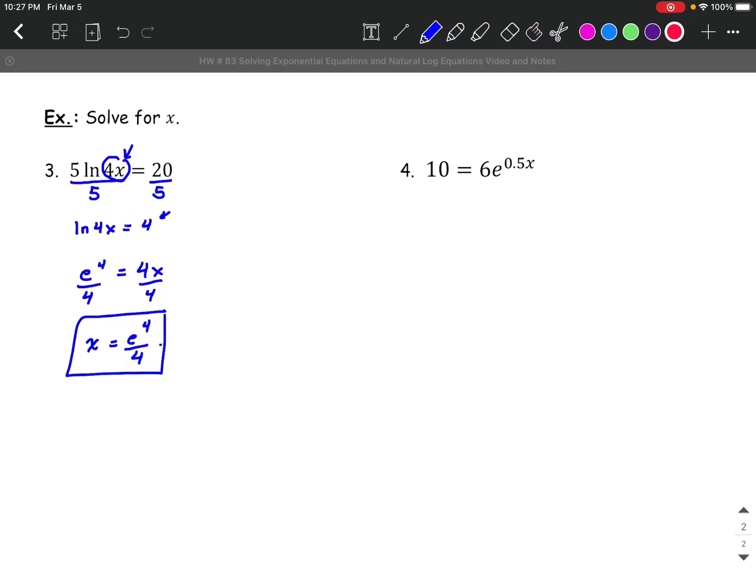Now we have 10 equals 6 times e to the 0.5x. Now in order to do this, first step, we isolate the exponential. So we're going to divide both sides by 6. And if we divide both sides by 6, we're going to have 5/3 equals e to the 0.5x. Okay, now we take the natural log of both sides.